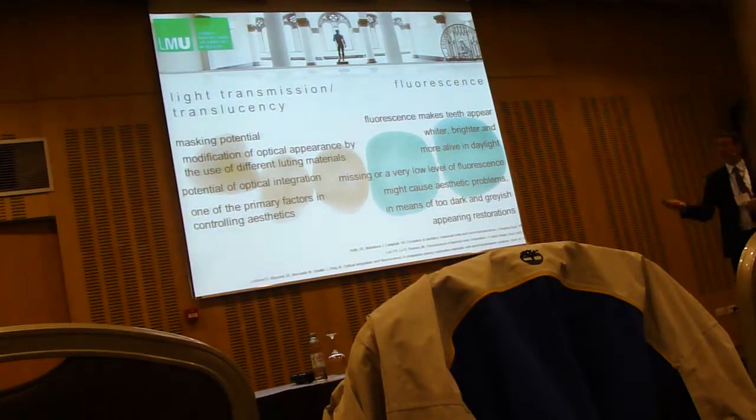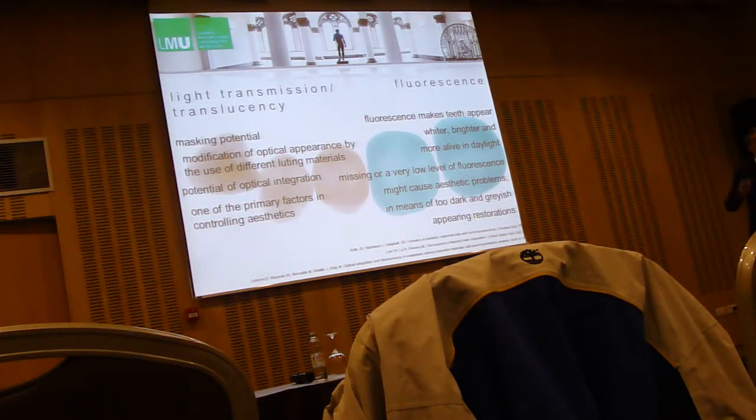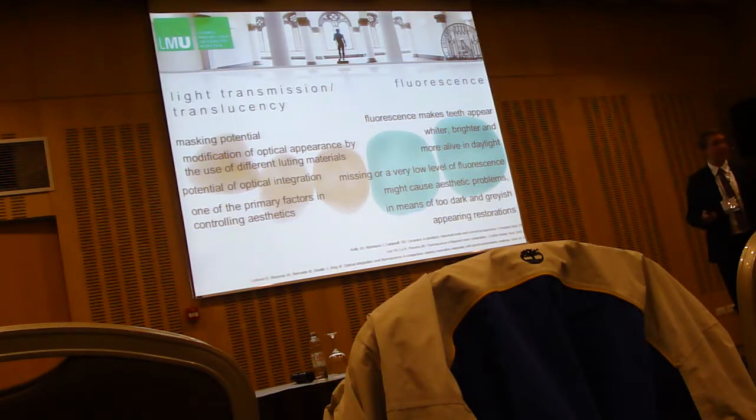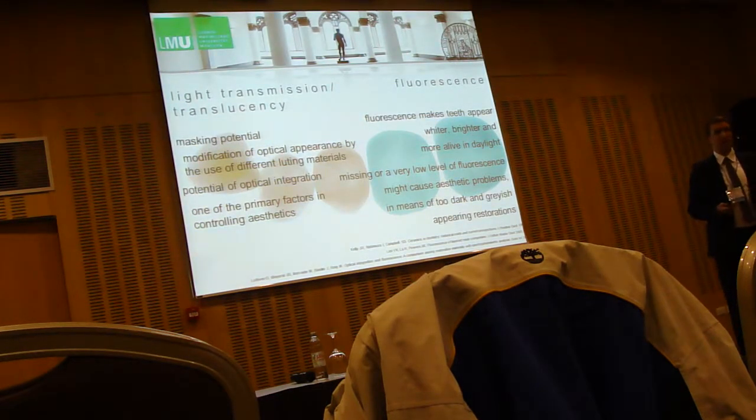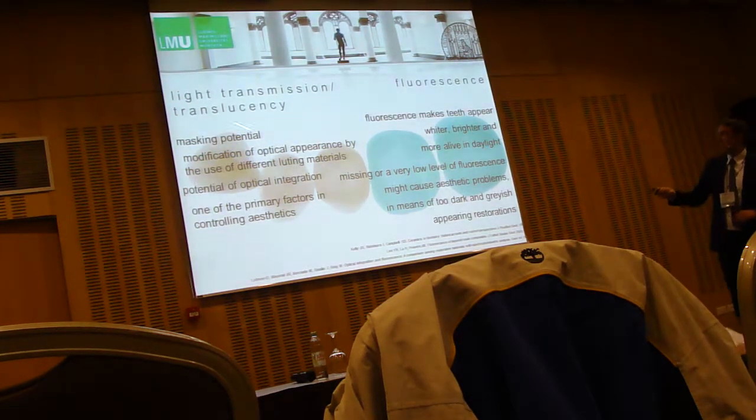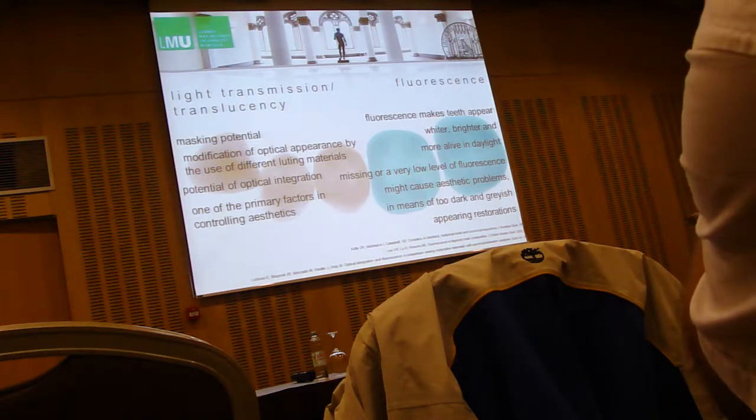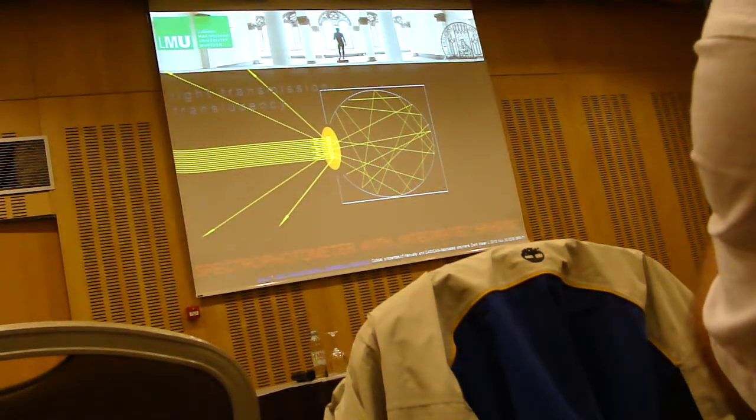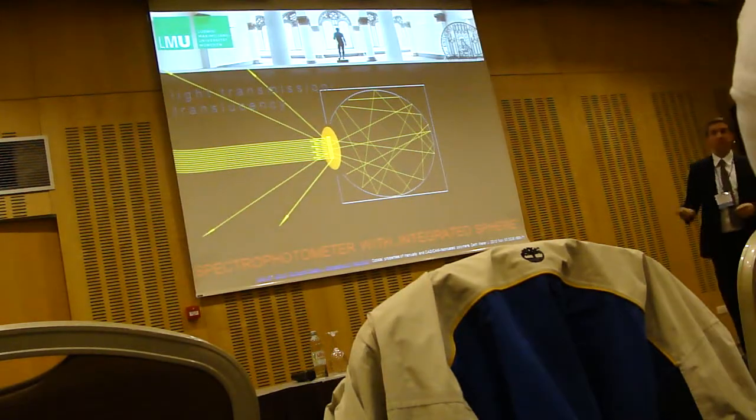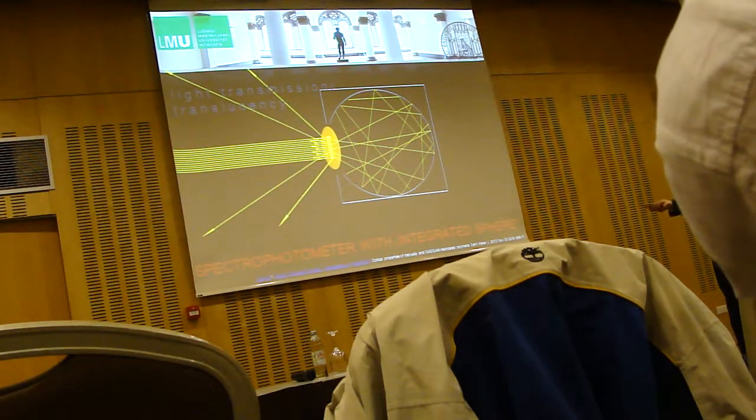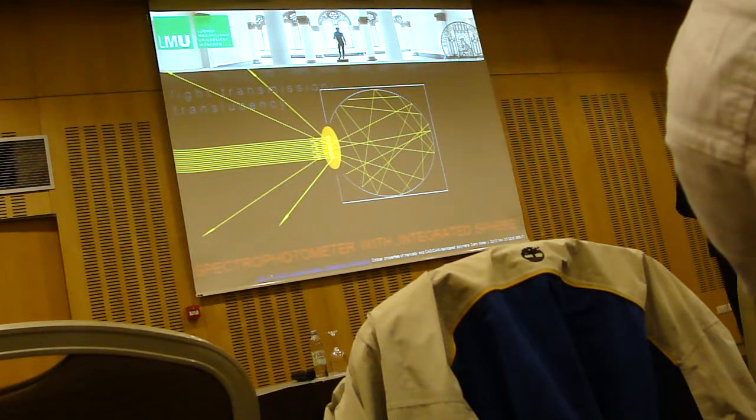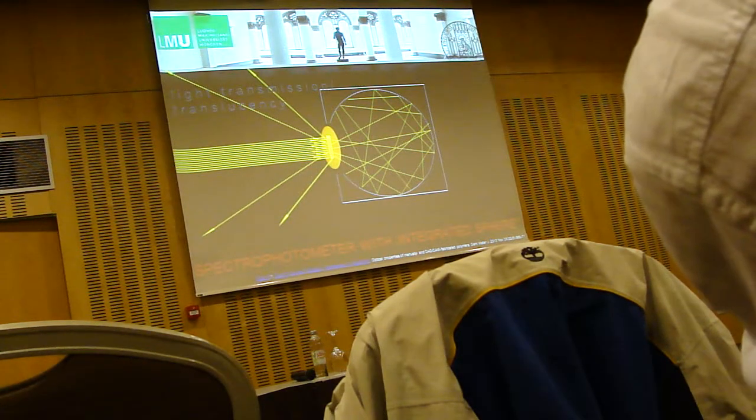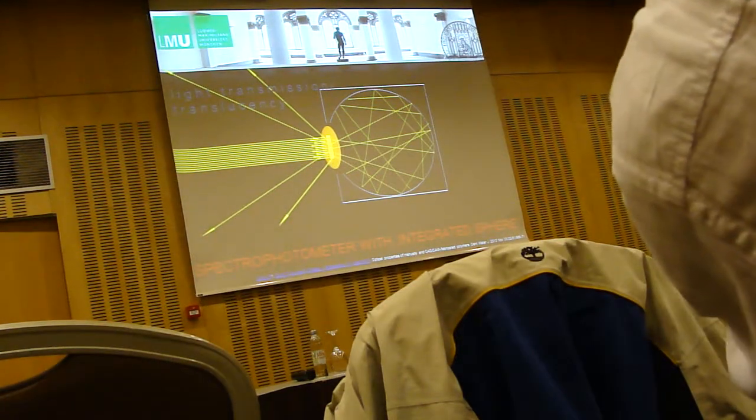So this means these two parameters should be integrated in a modern dental restorative material, in my opinion. The first one, the light transmission, can be measured in different ways. The way we chose is the photospectrometer with an integrating sphere. This means we were interested in how much light passes through a specimen.